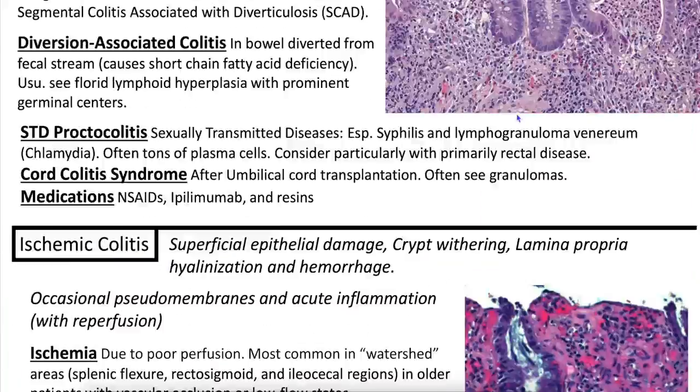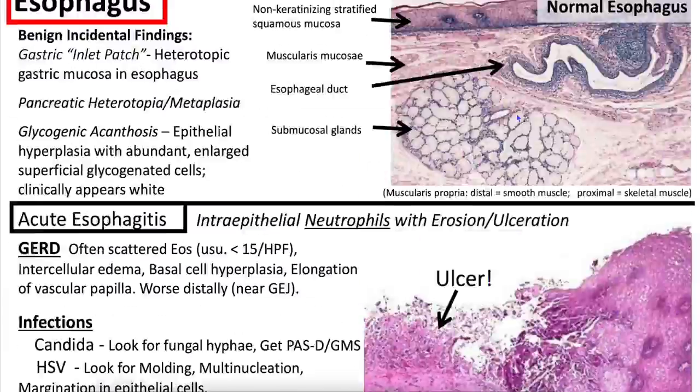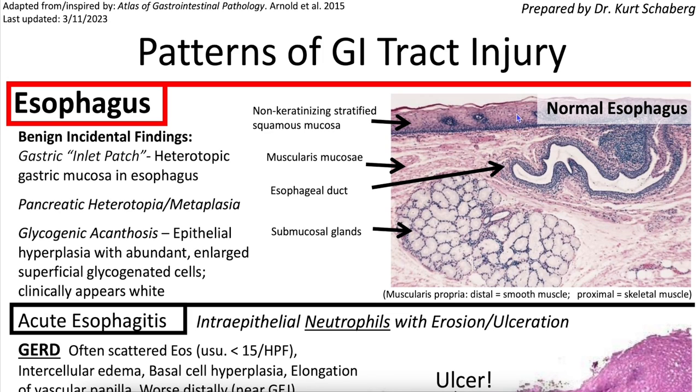Well, again, thank you so much for accompanying me on this journey through Kurt's notes of patterns of GI tract injury. As you can see now, there are overlapping differentials like MEDs, NSAIDs, or GERD for the esophagus, or IBD or graft-versus-host disease.